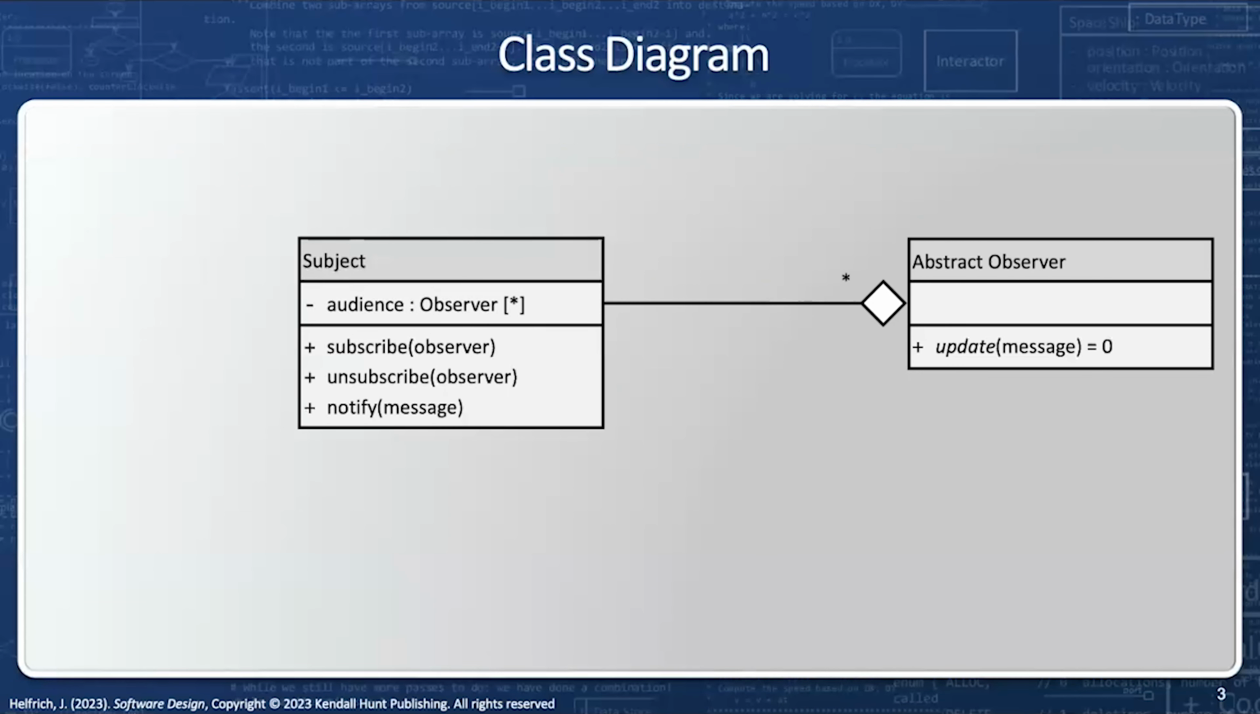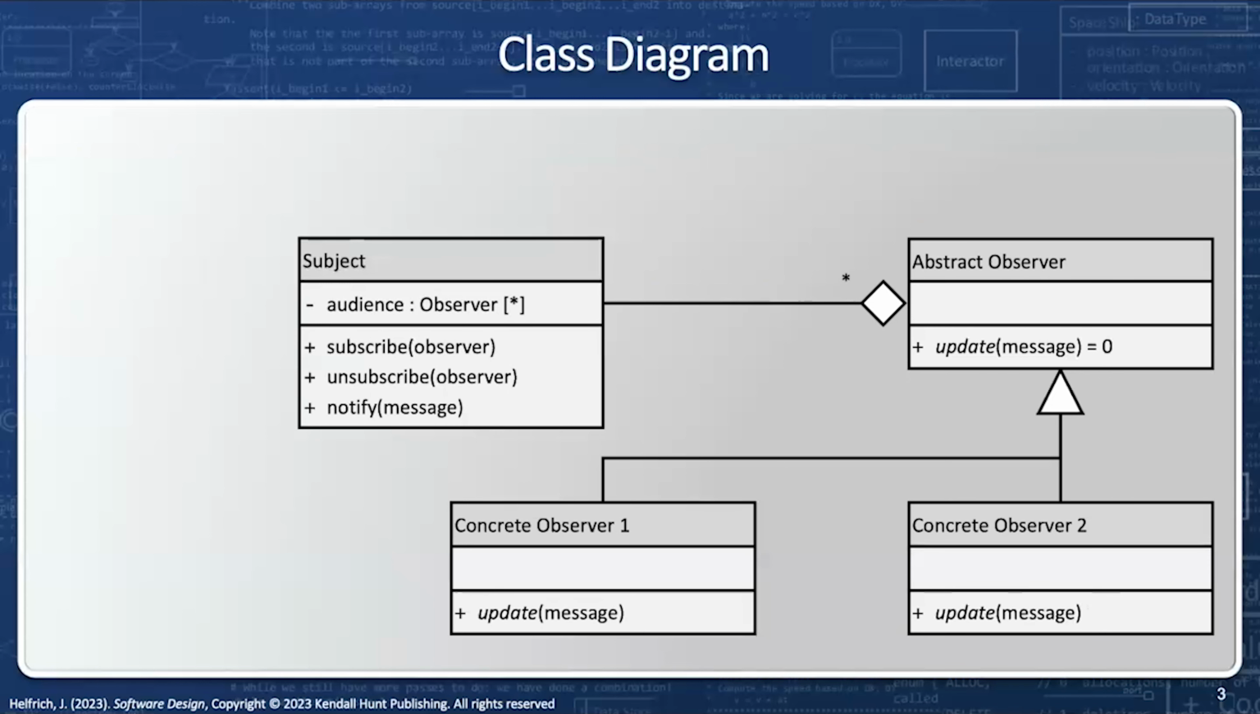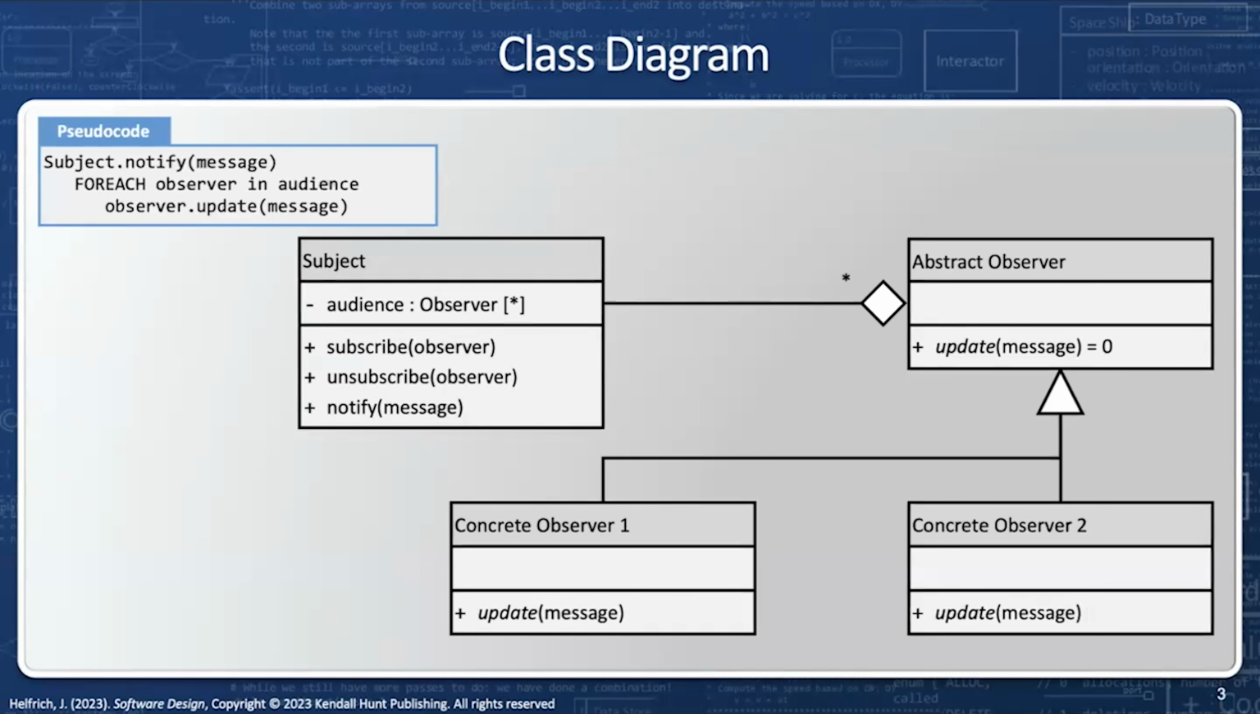Now, derived off this, I'm going to have a concrete observer 1 and a concrete observer 2. And each one is going to instantiate their update message, and they're going to do something with it. So for an example, if the subject wants to notify, it's going to say for each observer in the audience, I'm going to send that person a message.